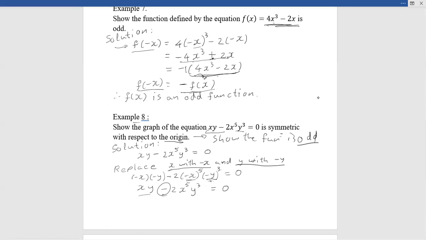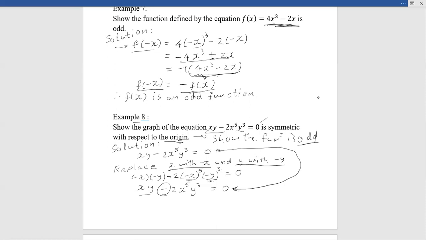Now, when we replace x and y with negative x and negative y, we should get the same answer. Let's check. This is the given equation. I wrote it here, and when we replace it, this is the one we get. They are the same. What does that mean?